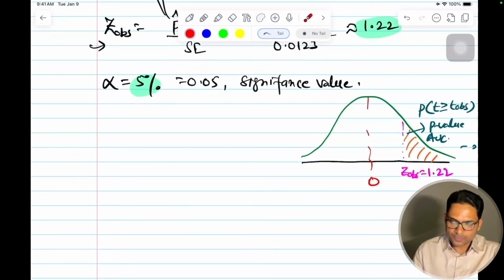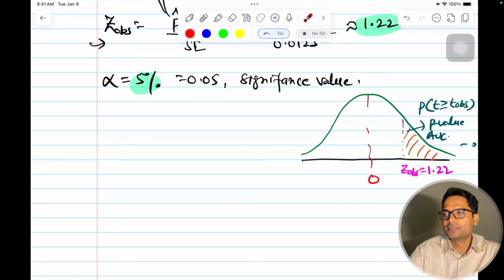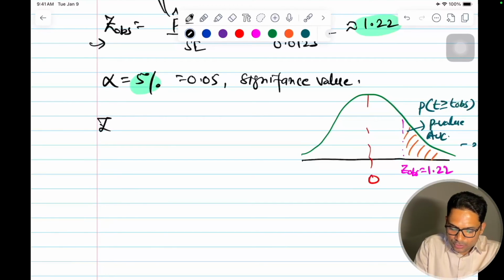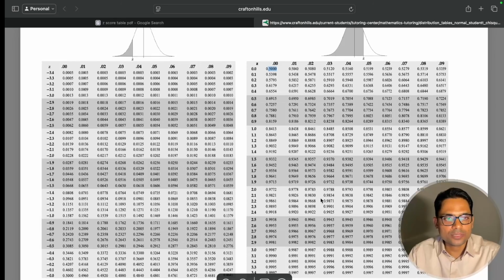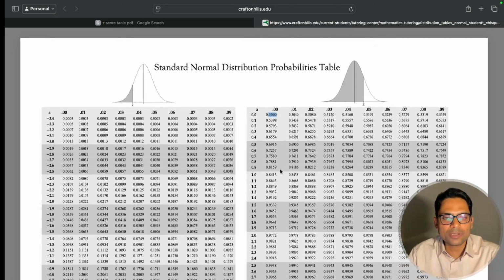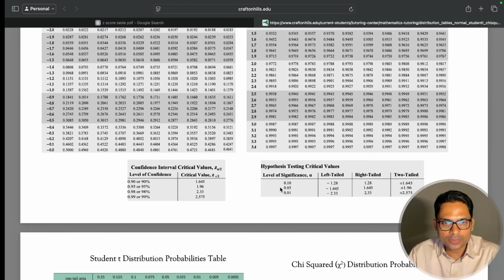So how do we find out? What will be the z score for alpha equal to 0.05, 5% significance level, because this is normally distributed? So this will be equal to how much? Let's see online. So this is a chart. You can just search for z-score table PDF, and then you can scroll through this. And here you see hypothesis testing critical values, and here 0.05 is the significance level. For a left-tailed test it is minus 1.645, and for the right-tailed test, because it is greater, it is 1.645.